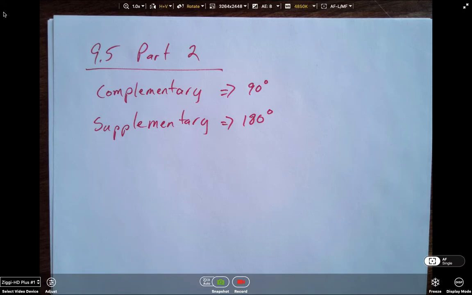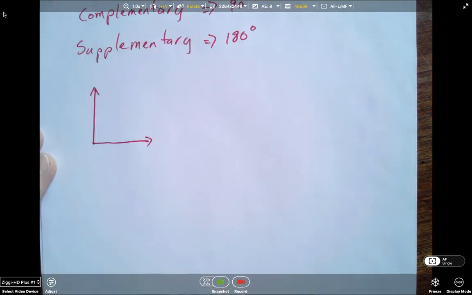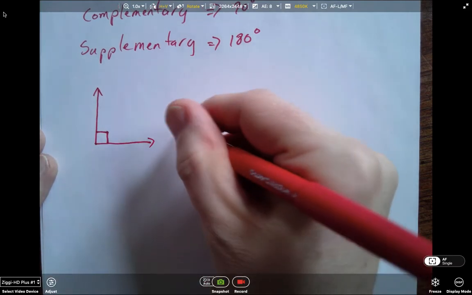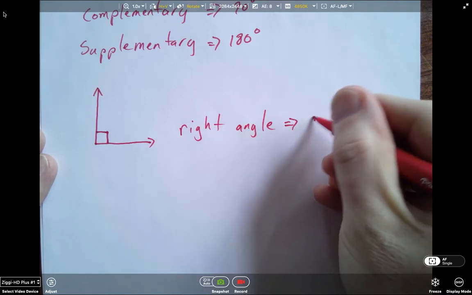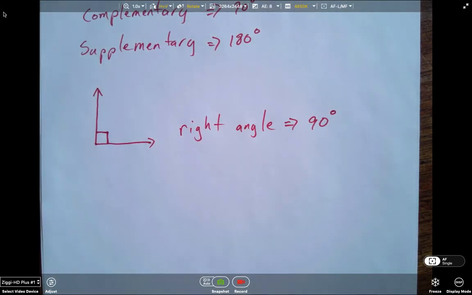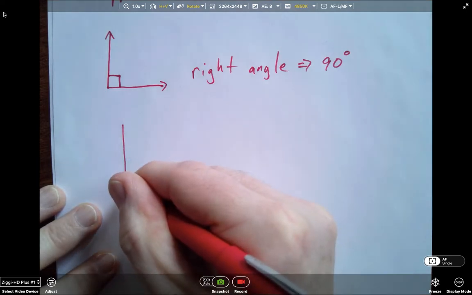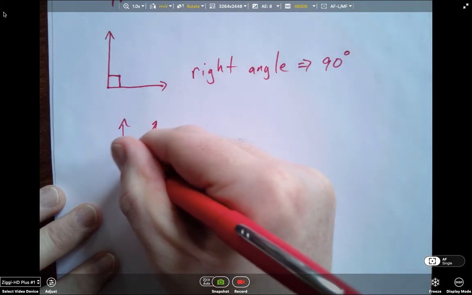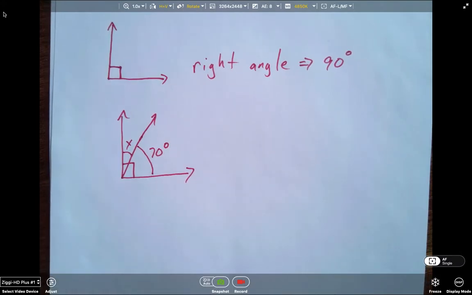So we're going to talk about some ways to figure out angle measures. The first thing that I have to make sure you know: if you see an angle that is marked with a little box like that, that means that it is a right angle, or in other words, its measure is 90 degrees. So anytime you see the little box like that, its measure is 90 degrees. So if I were to give you a picture that looks like this, and I said that this angle in here is x, and this angle in here is 70 degrees, you should be able to figure out what x is.